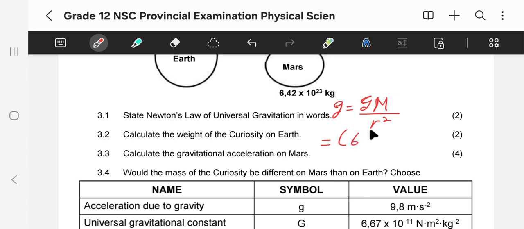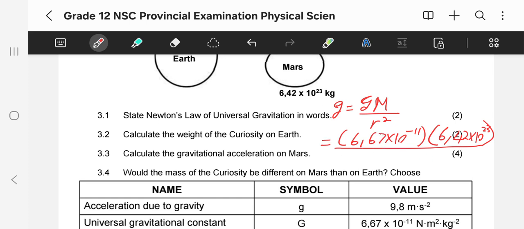It's going to be 6,67 times 10 to the power of negative 11 multiplied by M. This capital letter M is the mass of Mars. It's the mass of Mars. So it's going to be 6,42 times 10 to the power of 23. Okay, then we will divide.